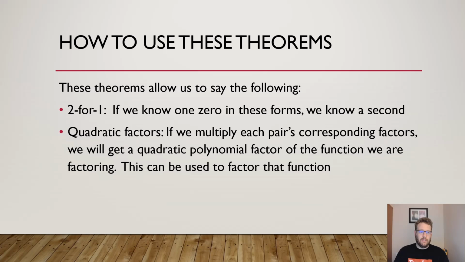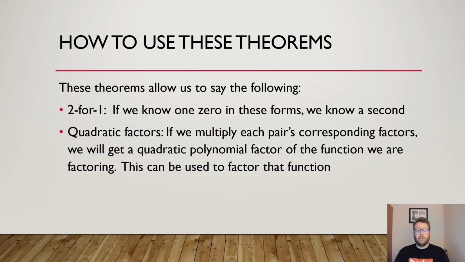And so how do we use these? What do they let us say? So the big one is kind of the obvious one. It's a 2-for-1. If you know one of the zeros, you know a second. So the moment someone tells you one imaginary zero or one irrational zero that fits this description, then you have a second one that you already know.